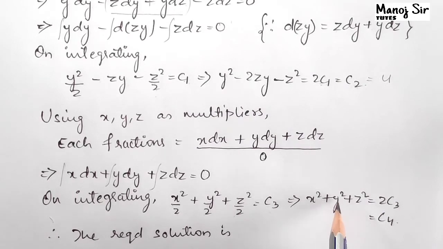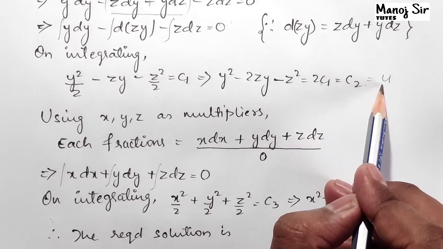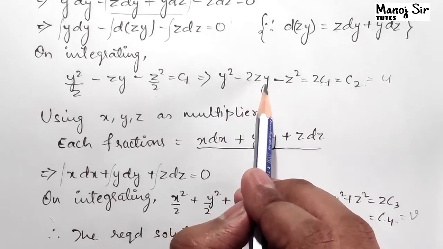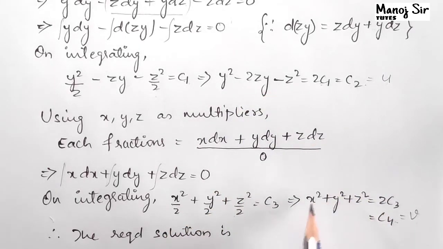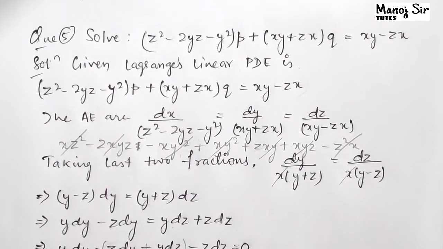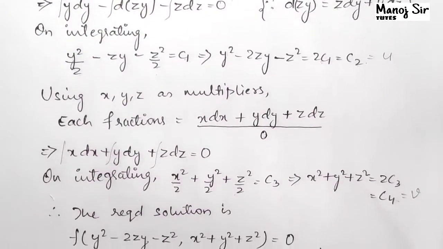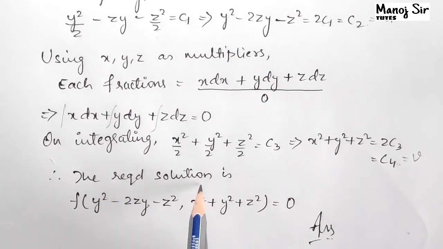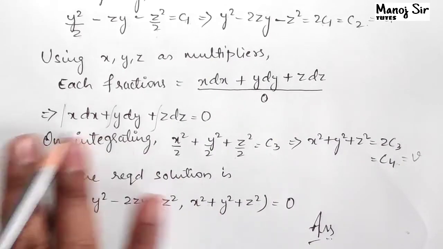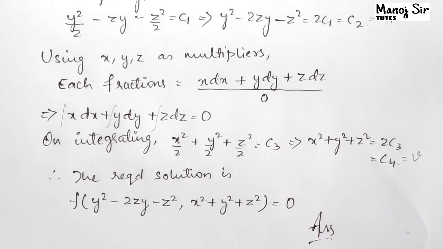So x square plus y square plus z square equals c4, and this is nothing but your small v. So here we have small u as y square minus 2zy minus z square, and v as x square plus y square plus z square. So we can write the solution for the given Lagrange's linear partial differential equation: the required solution is given by f of u comma v equal to 0, where u is y square minus 2zy minus z square, v is x square plus y square plus z square, and f is an arbitrary function. Okay, thank you so much.